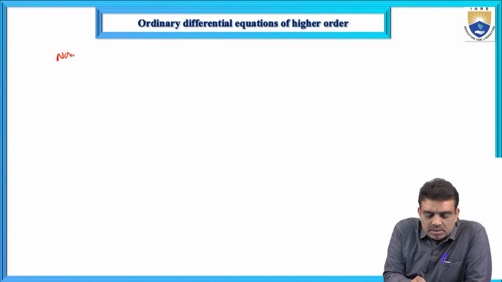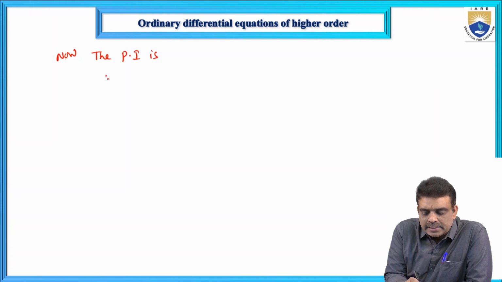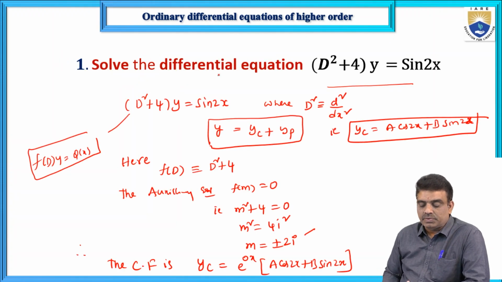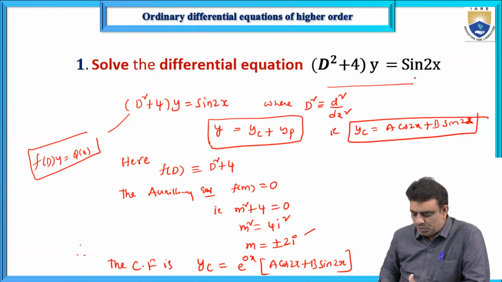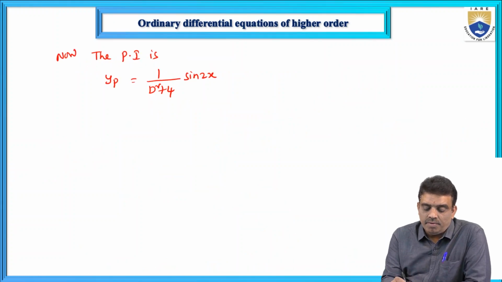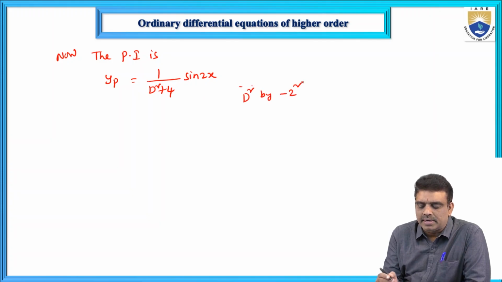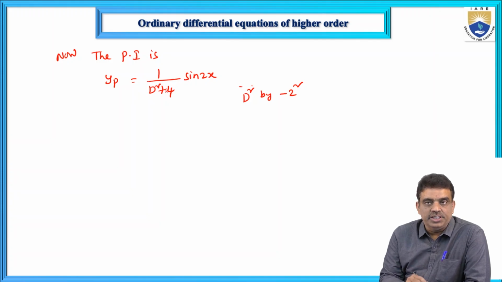The particular integral is y_p is equal to 1 by (D square plus 4) of sin 2x. So in this method, we have to replace D square by minus 2 square, or minus b square. When you replace D square by minus 4, the denominator, minus 4 plus 4, will be 0.